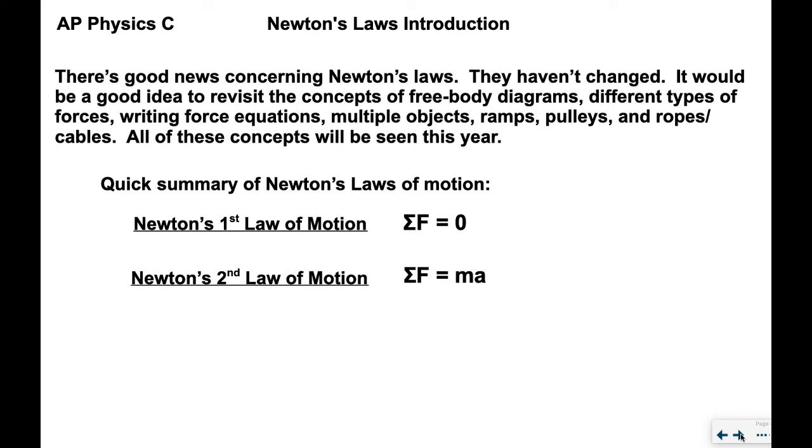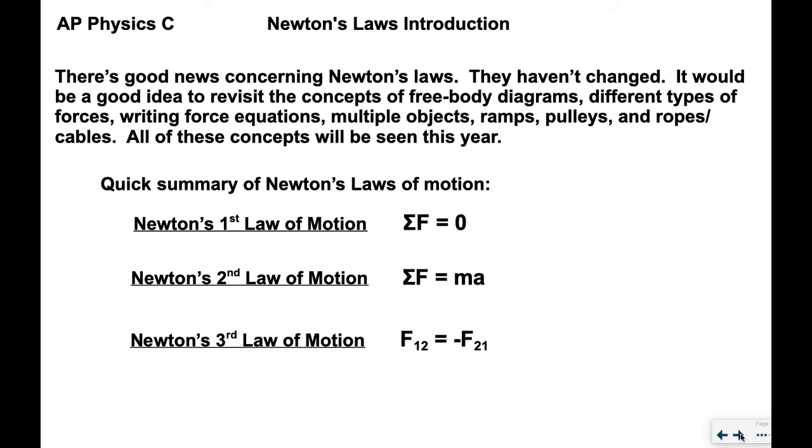The second law, of course, is the more generic version, or the more generally applicable version. Sigma F equals ma. This applies when the forces do not cancel. So when we add them up in a vector sense, we get a non-zero net force. That non-zero net force is a vector, which means it has a direction, and whatever the direction of the net force is, that will also be the direction of the acceleration. So sigma F equals ma is a vector equation, and the net force and the acceleration will have the same direction.